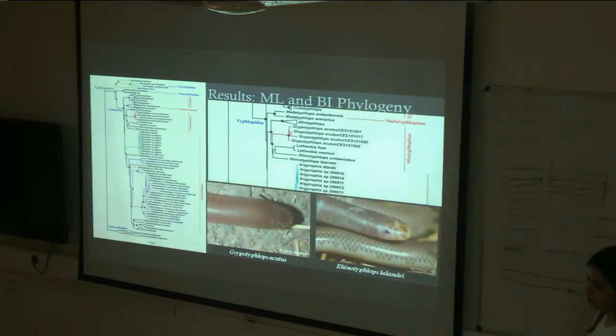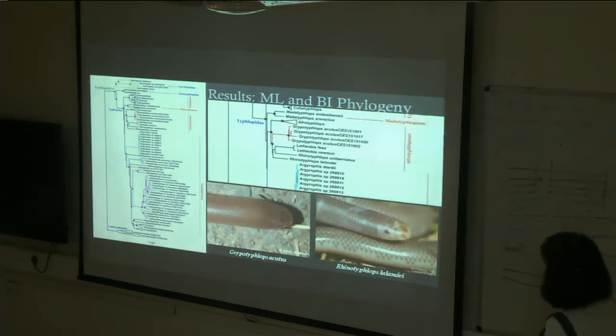But based on its morphology, it has been classified in the family Afrotyphlopinae so far, because it has this shield-like rostral scale. And that character is found in all the African blind snakes. So our results showed that the molecular data also corroborates the same classification, and it is actually sister to the African genera.